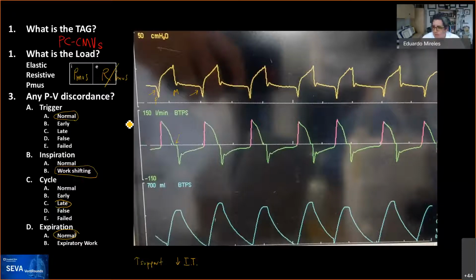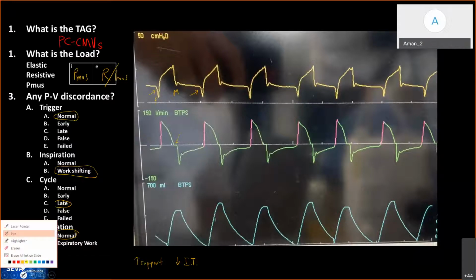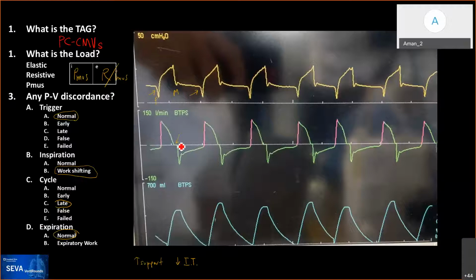Any questions there, Amanda? Any comments? Nope, makes sense. I would say that to distinguish this from pressure support, the flow is coming back to the baseline, so it cannot be flow cycling. So it has to be a CMV and not CSV. Absolutely, that's a great point. So that's the difference between this one and PC-CSV and CMV.